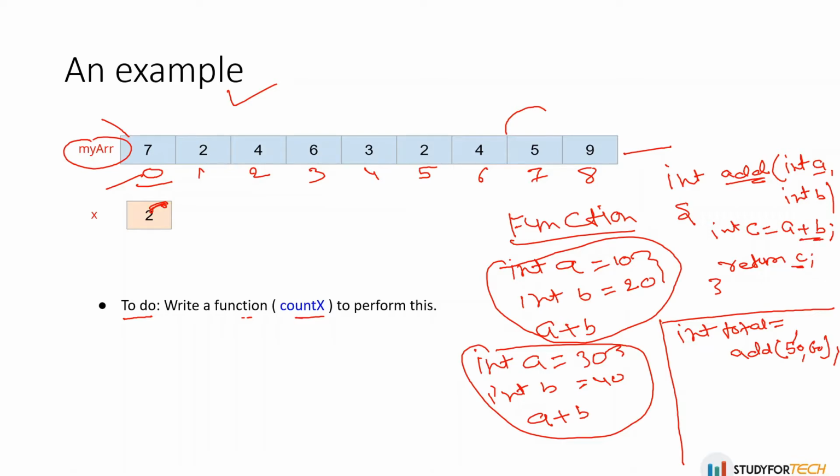So this 50 will be copied to a, so a will have 50 and b will have 60, and these two numbers will be added here, and then it will be returned, because you can see the return type is integer, and this will be assigned to this total. And when you print this total, you will get 110.